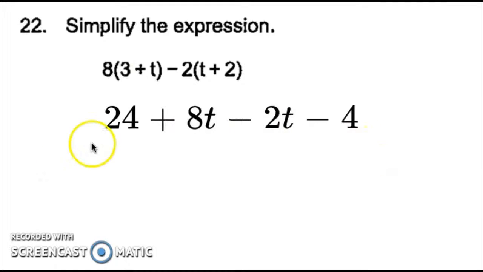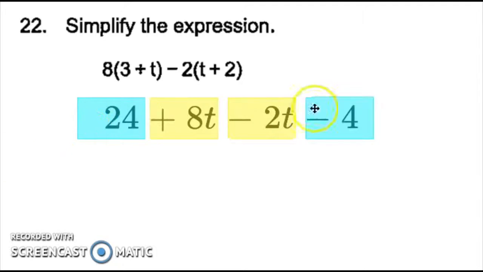Okay, so then we have this. So now we need to combine our like terms. Our like terms are 24 and negative 4, and 8t and negative 2t. 8t minus 2t is 6t. 24 minus 4 is 20. So your answer is going to be 6t plus 20 for number 22.